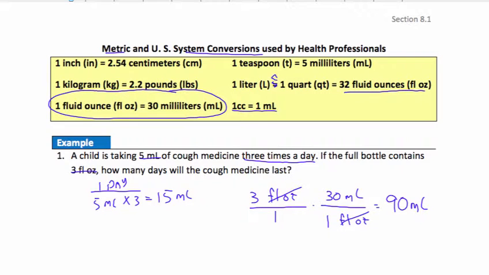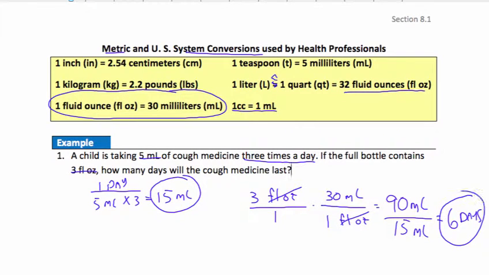All right, 90 milliliters. That's how much cough syrup I have. I'm using 15 milliliters a day. So if I take 90 and divide it by 15 mLs, 90 divided by 15 is going to give me 6. So this cough medicine is going to last 6 days, given that rate.